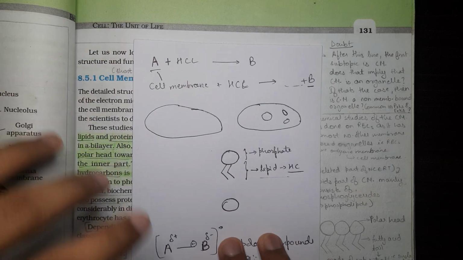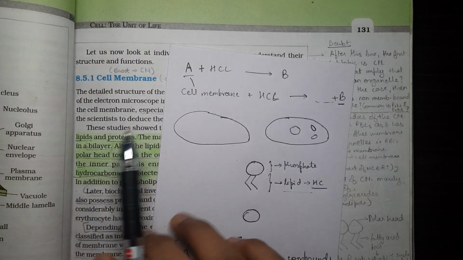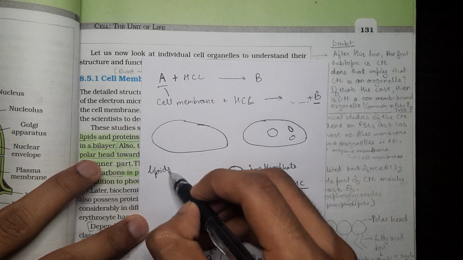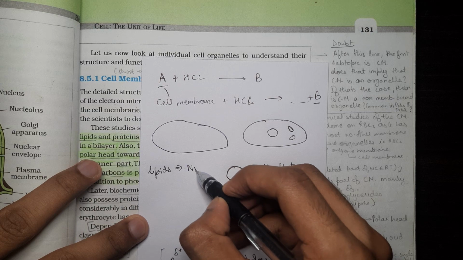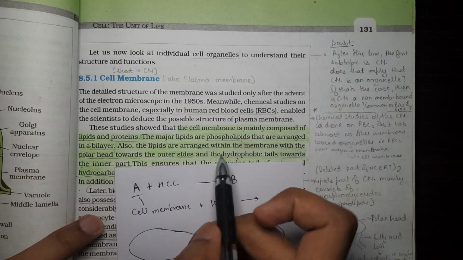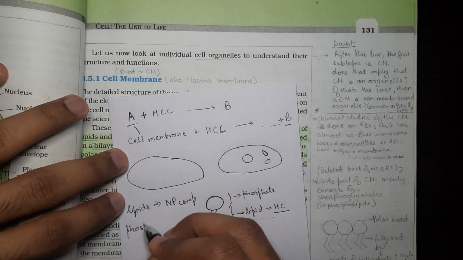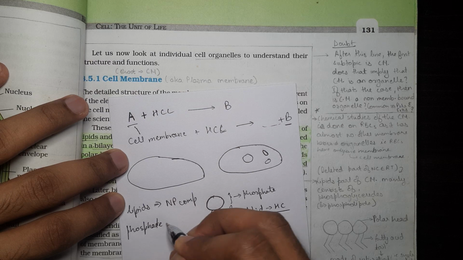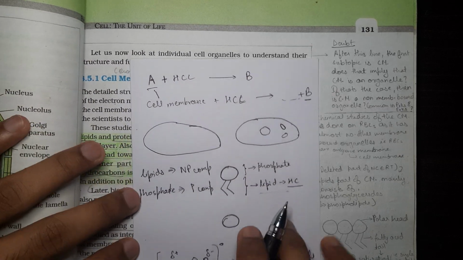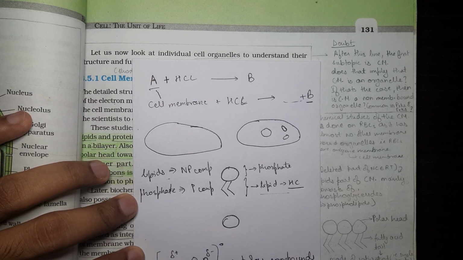Now what did I just say lipids are made up of? Lipids usually contain hydrocarbon chains, right? Hydrogen and carbon. So that means lipids are non-polar compounds. Whereas the phosphate part of the phospholipids, the phosphate group, is essentially a polar compound. So the phosphate part of the phospholipid is a polar compound, whereas the lipid part is a non-polar compound.